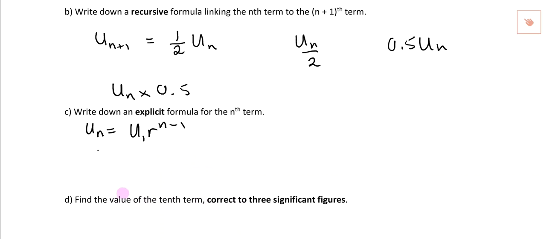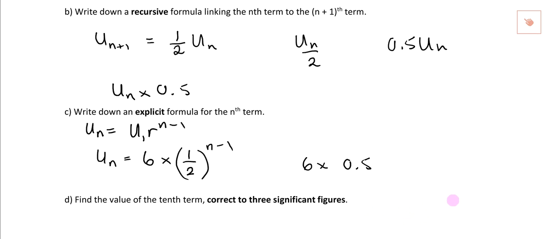So now, because it's all numbers, we can do it: 6 multiplied by whatever you've got for r. So I would be writing a half in brackets to the power of n minus 1, or you could write 6 times 0.5 to the power of n minus 1, whatever you want to do. Okay? Technically, I wouldn't be correct if I'd done the fraction and no brackets, because that would have been 1 only. But I don't think that was an issue for anyone.